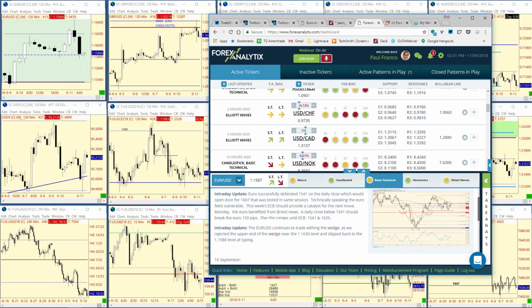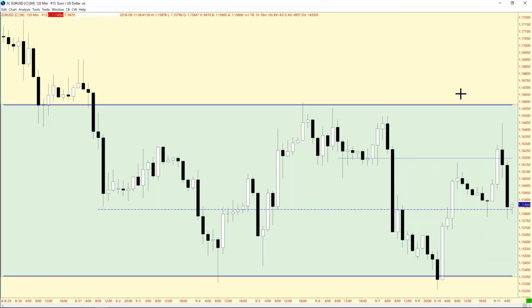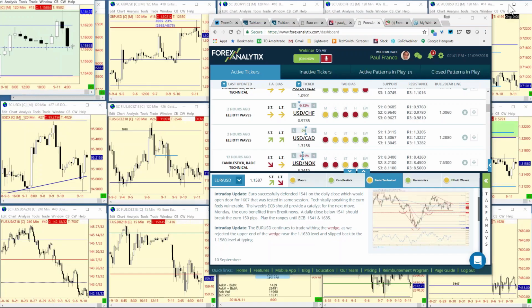Well, you can see here we did get that move up in here. The market made it all the way up here to 1645. Here was my upside play, the range at 1635 down to 15. We're off a good 50 pips from that area. So now let's move into the dollar index.